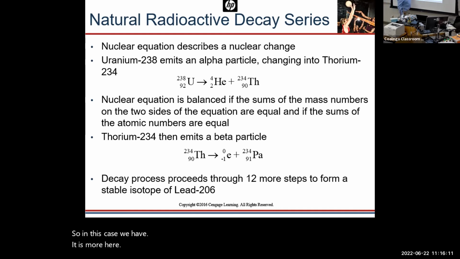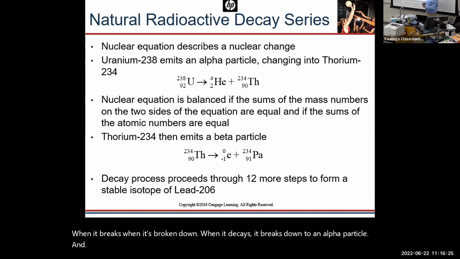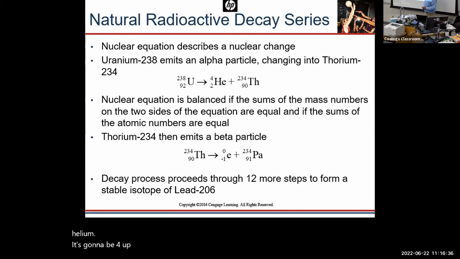Okay, so we have uranium. If you take a look, when it's broken down, in this case, it breaks down to an alpha particle and the radium, right? So if you take a look at the alpha particle, the alpha particle is always going to be helium, 4 up top, and 2 as its atomic number, right?